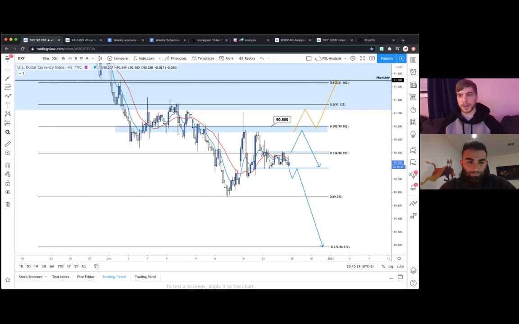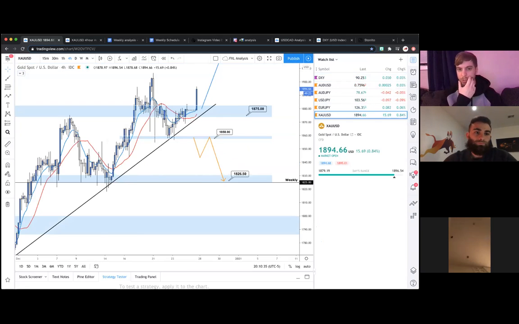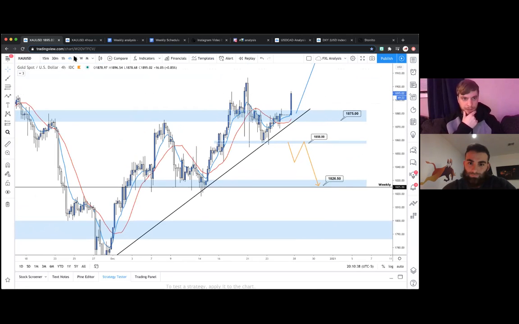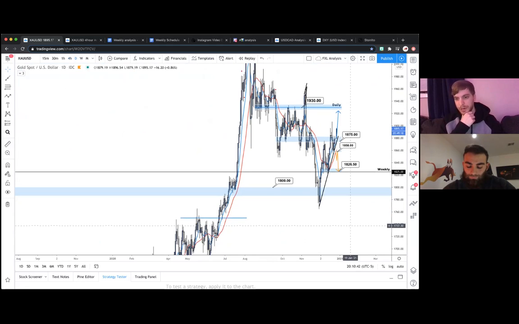Okay, so that's DXY. We are gonna jump to gold real quick, and then we're gonna come back to the pairs. But I want to cover gold just because this thing's kind of flying. All right, so daily time frame to start. We're gonna do the same thing we did on DXY. Take a look at the overall trend.